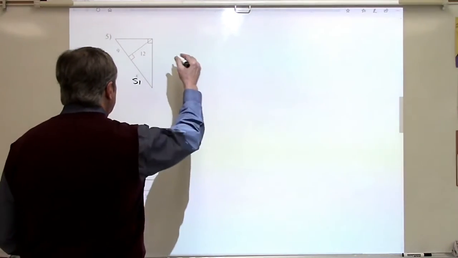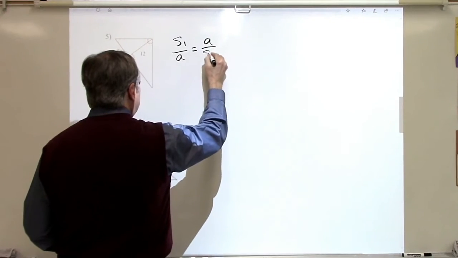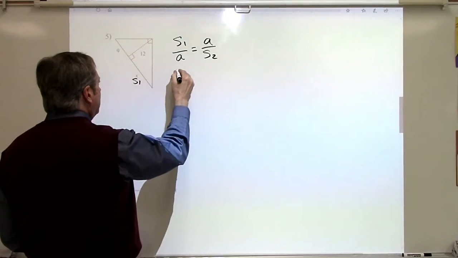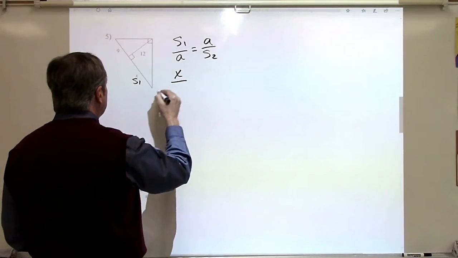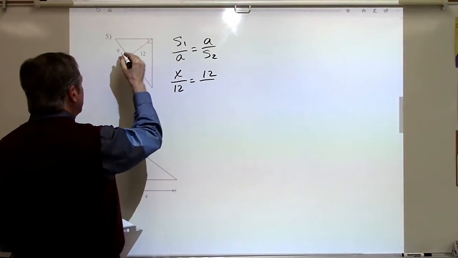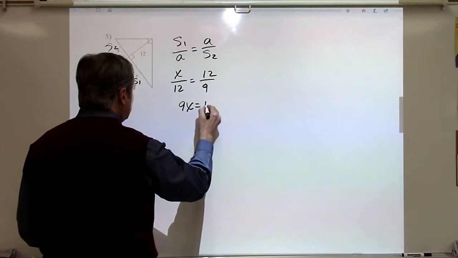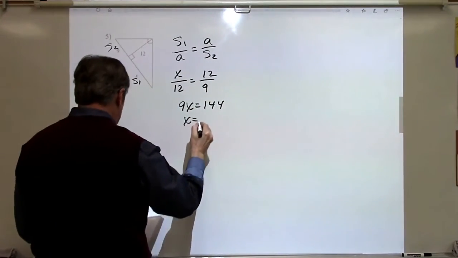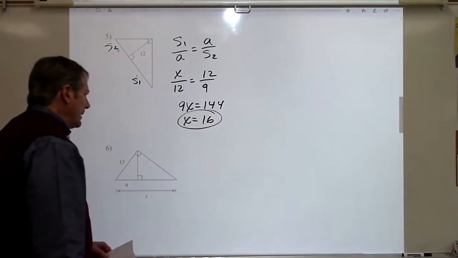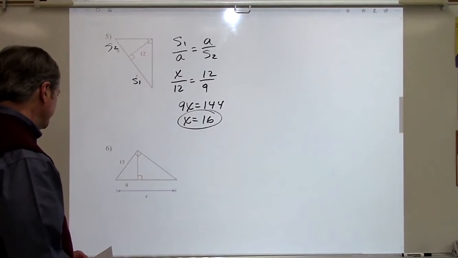Remember, the altitude formula is that segment 1 compared to the altitude is the same as the altitude to the other segment. Well, that's nice because we can say x compared to 12 is going to be the same as 12 compared to the other segment, 9. Oh, so 9x is equal to 144. Divide both sides by 9, and x is 16. So that wasn't too hard after all, though at first it looked like, how are we going to do this?